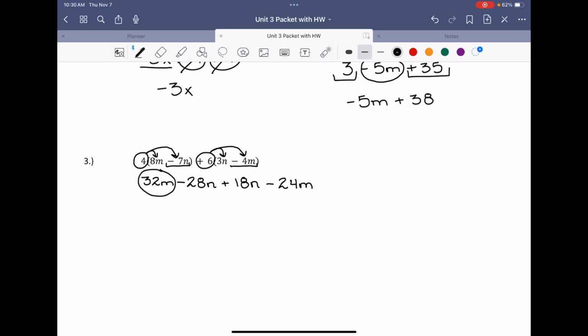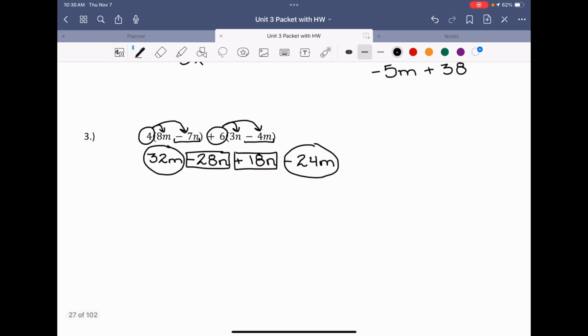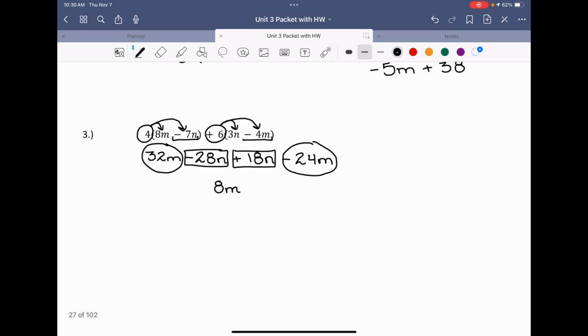I've got numbers with m and with an n. I'm going to combine them. So 32 plus negative 24 is going to give me 8m. And negative 28 plus 18, negative 10n.